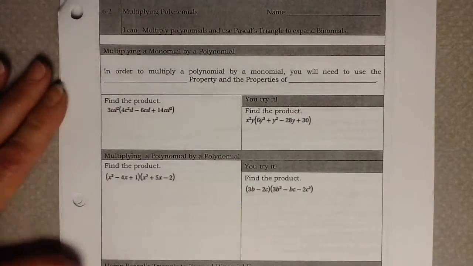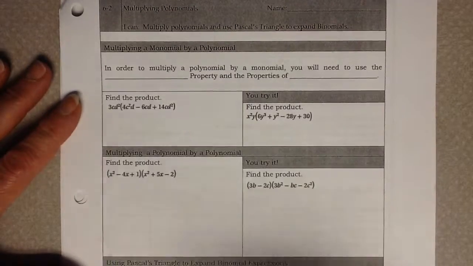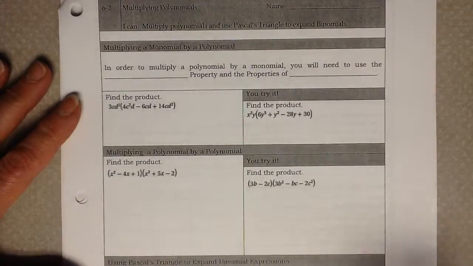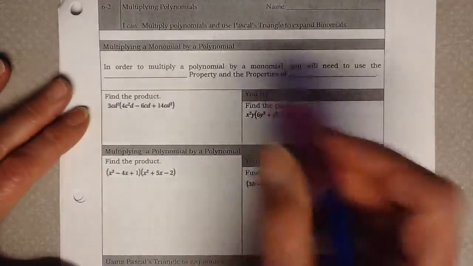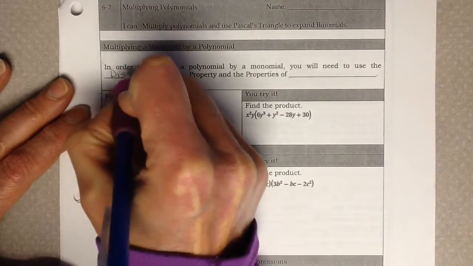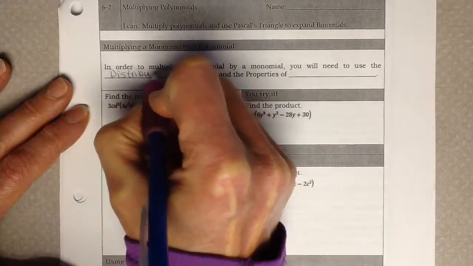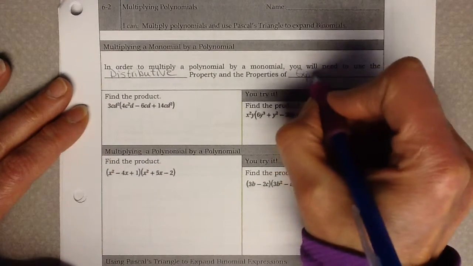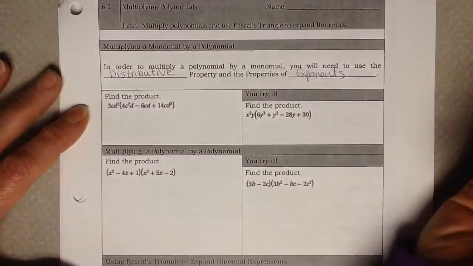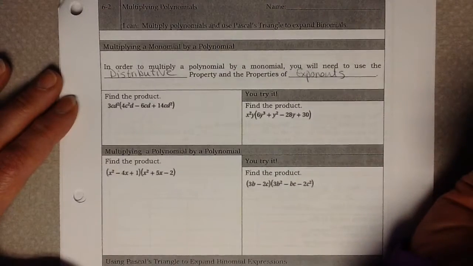Now we're going to multiply a monomial by a polynomial and then polynomials by polynomials. So in order to multiply a polynomial by a monomial, you will need to use the distributive property and the properties of exponents. Okay, now we want to find the product.